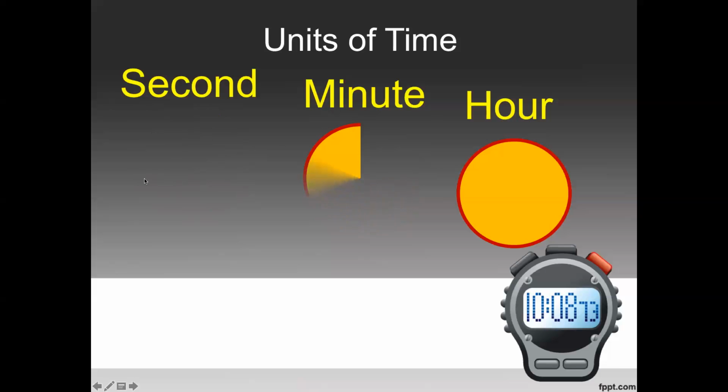1, 2, 3, 4, 5, 6, 7, 8, and all the way up to 60. And for 1 hour, there are 60 minutes. So 60 of these minute circles would have to go away by the time this hour circle is gone. And the minute is up.